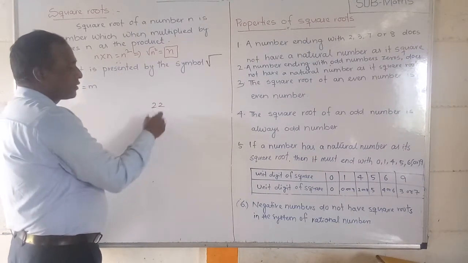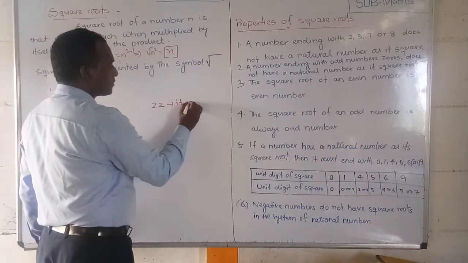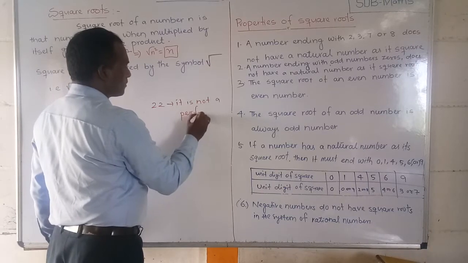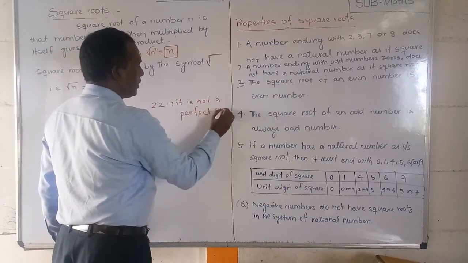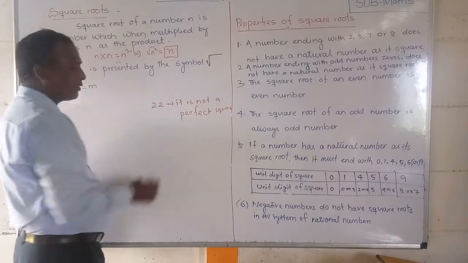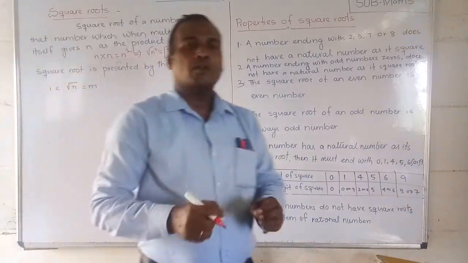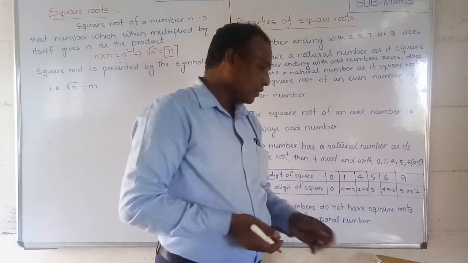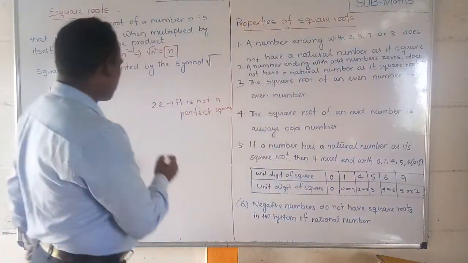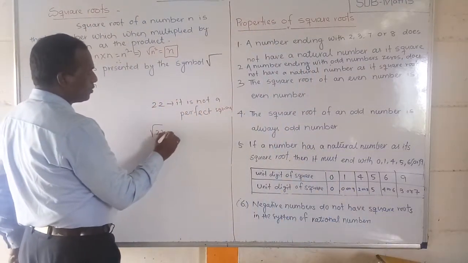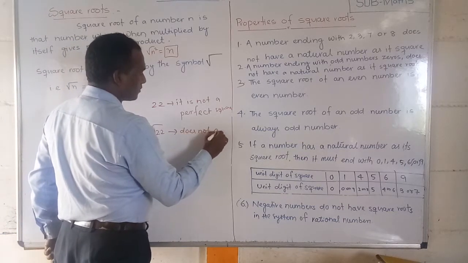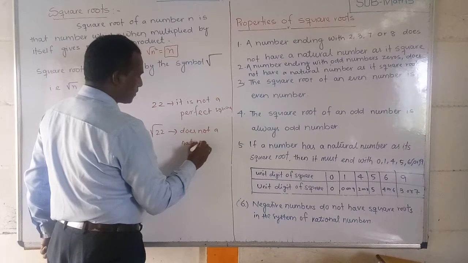It is not a perfect square. So if it is not a perfect square, then if you find its square root, it will never be a natural number. So if you find root over 22, it does not have a natural number.